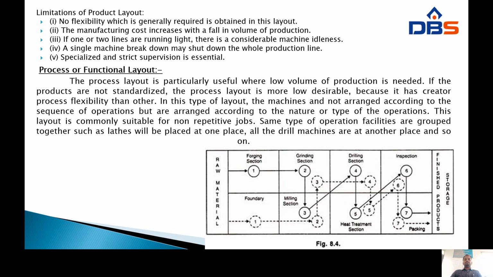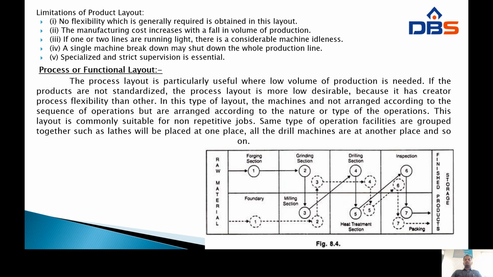Next, the manufacturing cost increases with a fall in the volume of production. If one or two lines are running late, there is considerable machine idleness, and a single machine breakdown may shut down the entire process line.